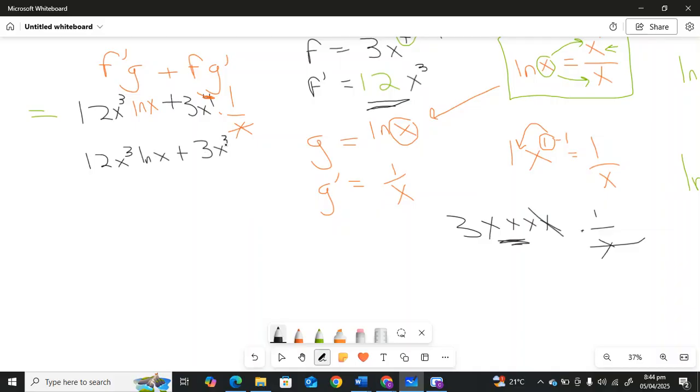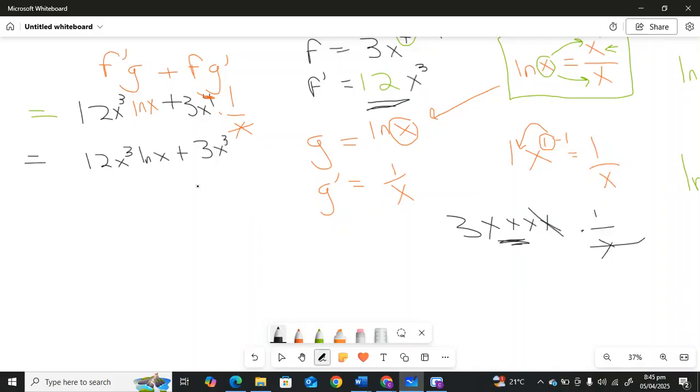Is that okay, Mr. Peter? And the other colleagues, is that okay? How we've remained with this 3x cubed. This x at the bottom has cancelled one x from this 3x to the power 4. Okay.